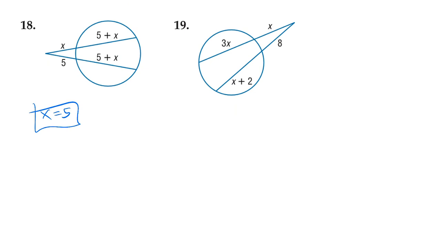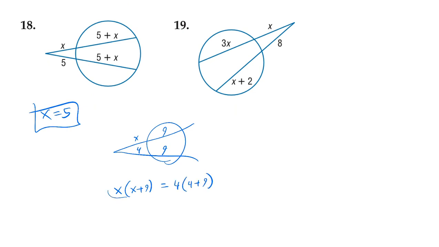Because if we literally, let's say it was 9, 9, x, and 4, we're going to have x times x plus 9 equals 4 times 4 plus 9. The only way that can be true is if those values are the same. So, all right, I just want to show you that. Anyways, let's go on to the next one.